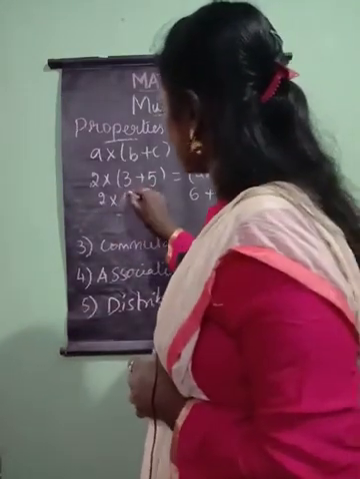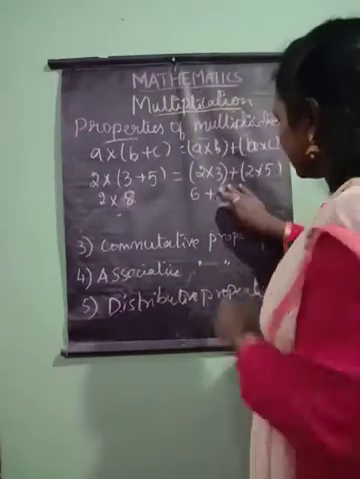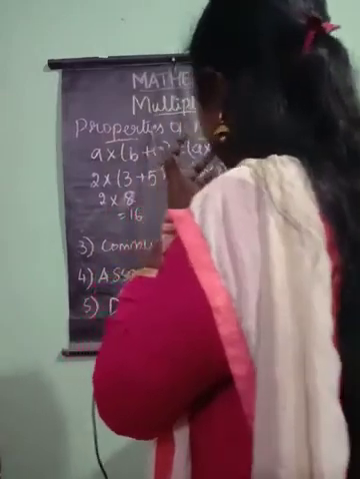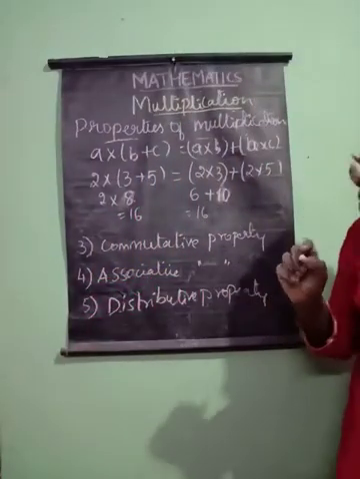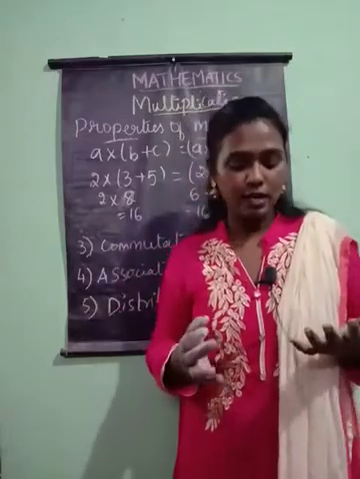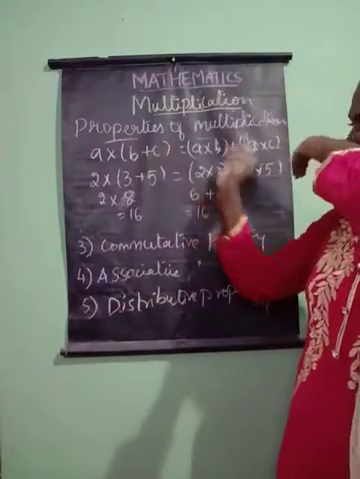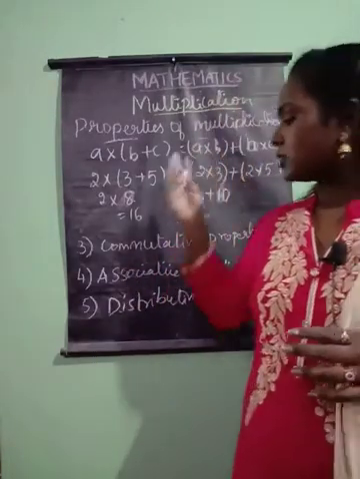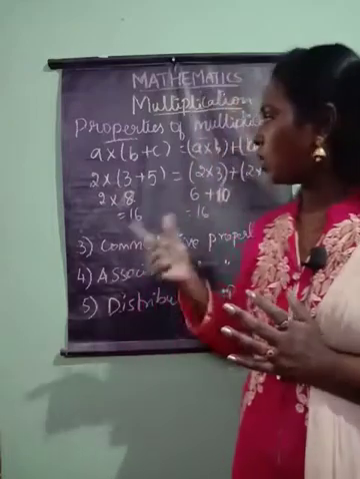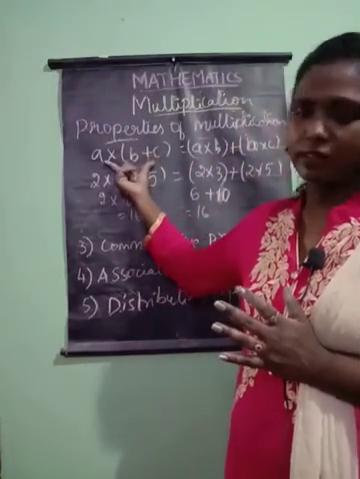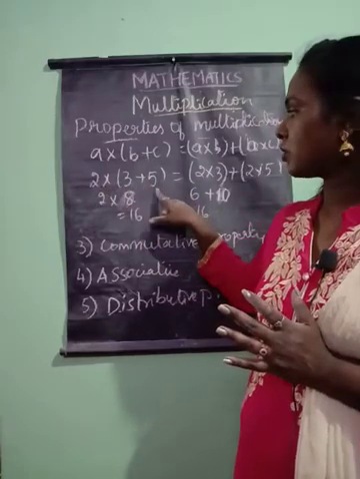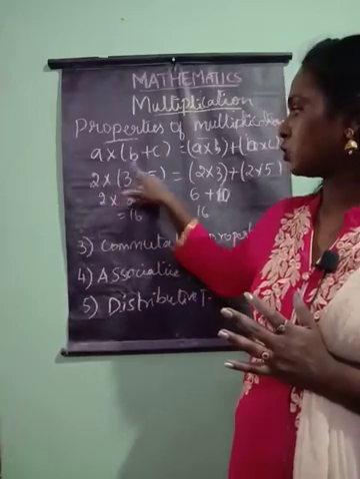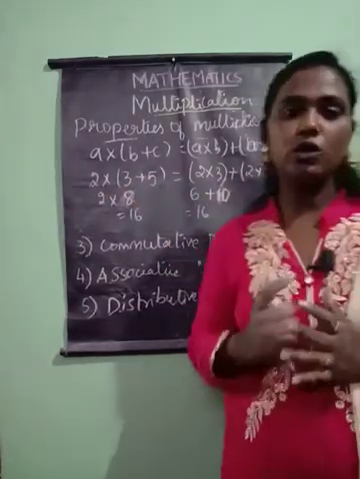So 3 plus 5 is 8. 2 8s are 16. Again 2 5s are 10, so 6 plus 10 is 16. So this is what the distributive property explains. If you follow this, there are some numbers which follow the rules of the distributive property. So always see, if the number is given in this order, 2 into 3 plus 5, in brackets, you need to multiply 2 3s are 6, 2 5s are 10. This is the way you have to multiply.